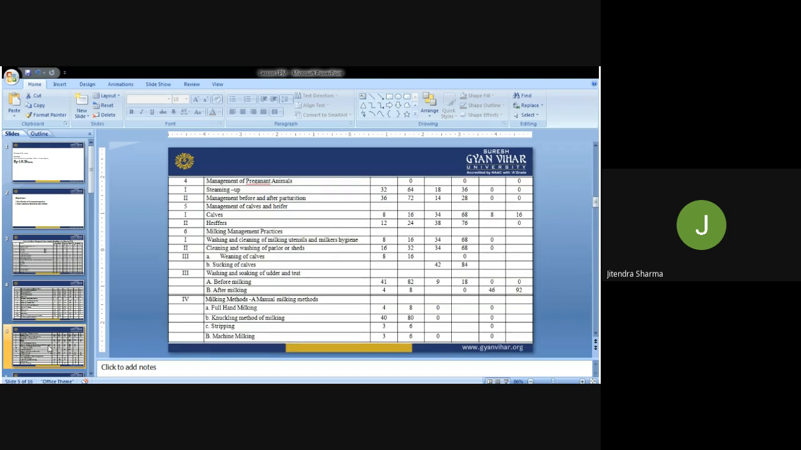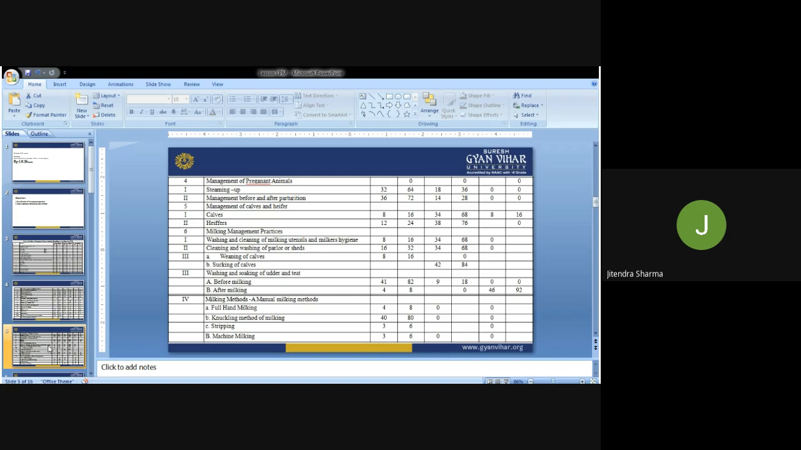Then the management of pregnant animals. We will see what the gap actually is, what kind of scenario there is in the field. Steaming up in the last 15 to 20 days, the extra feeding for the pregnant animal before parturition, is followed by 64% of the farmers, and 36% of farmers partially follow this practice. For the management before and after parturition, 72% of farmers follow the management practices just before and after parturition, whereas 28% of farmers partially follow this practice.